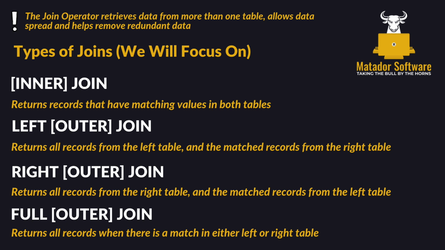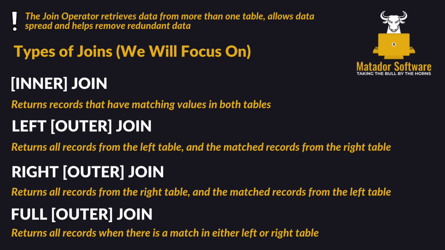The left outer join returns all records from the left table and the matched records from the right table. So it may not give you as good a quality of information back, but sometimes it'll be your only option when you need to shape data. The right outer join does the reverse logic from the left outer join. And the full outer join returns all records when there is a match in either the left or right table.